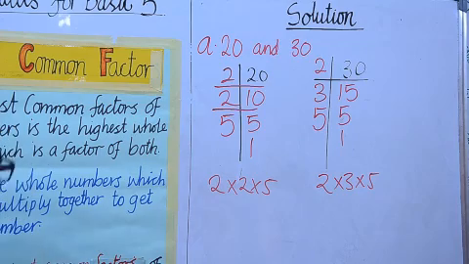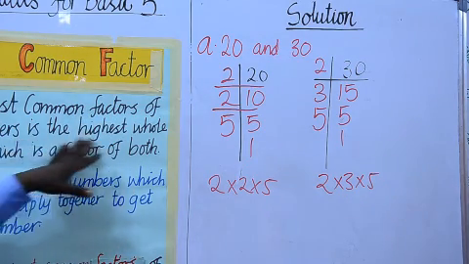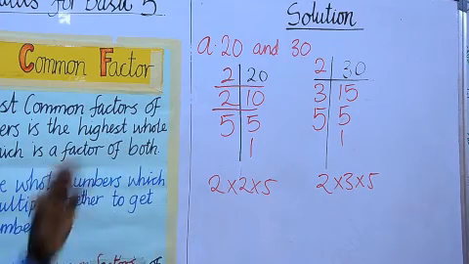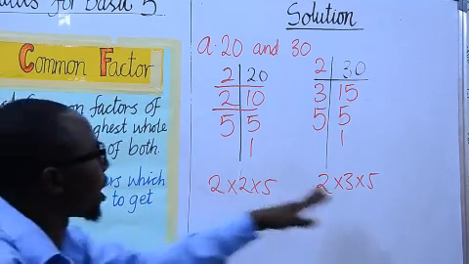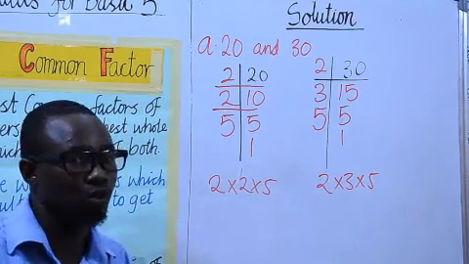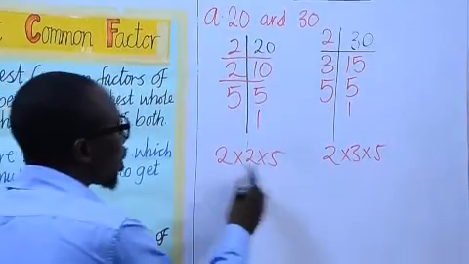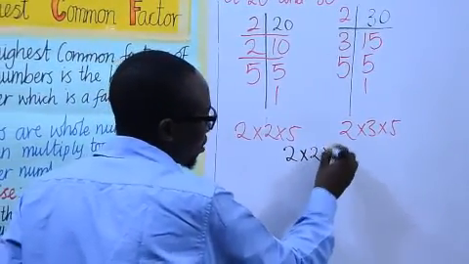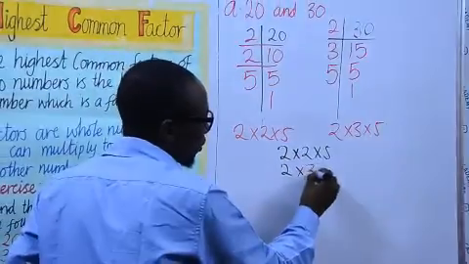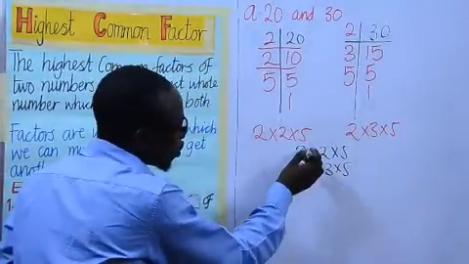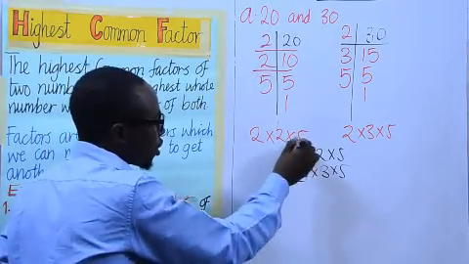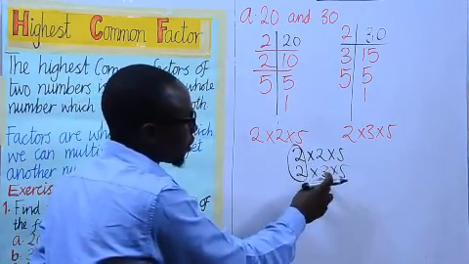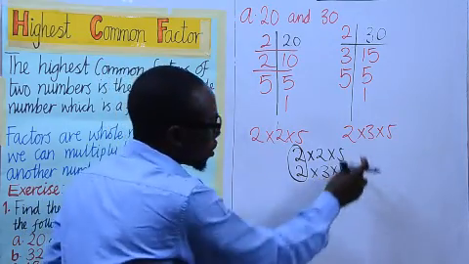Now, remember from our definition, we said the highest common factor of two numbers is the highest whole number which is a factor of both. We are going to compare these two and check which numbers are common in these two places, and use them as our HCF. So here we're having 2 multiplied by 2 multiplied by 5, and here we're having 2 multiplied by 3 multiplied by 5. Now 2 is here, and we're having 2 here. Can you see it? So this is one of our factors. Now we're having 2 here, we're having 3 here. Do we pick that? No. So we'll go to the next one.